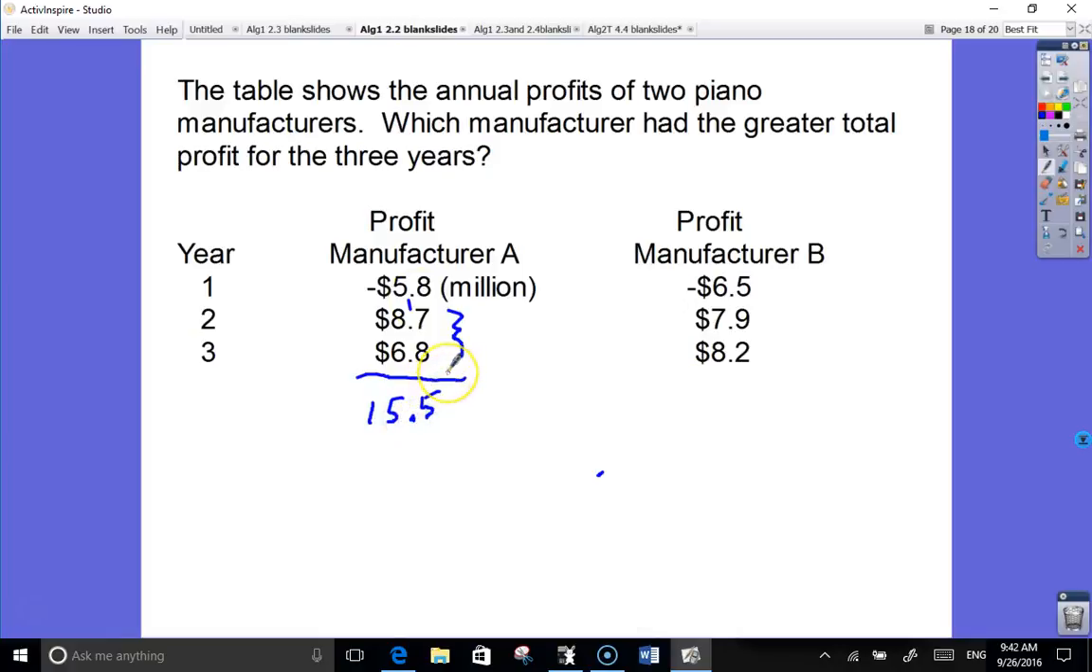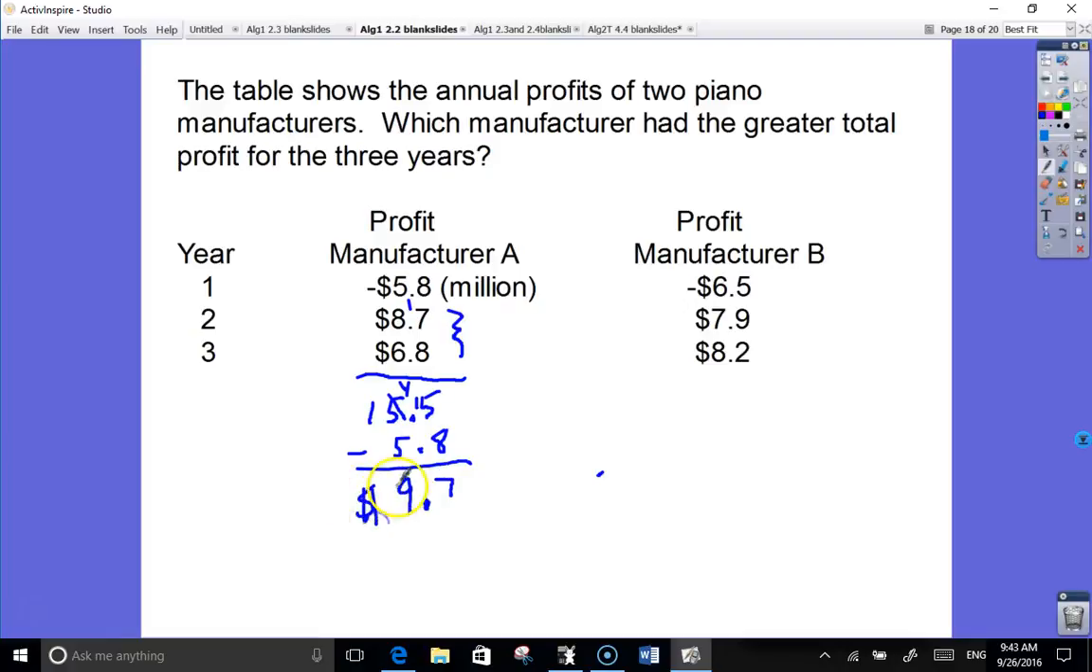Okay, now, which has the bigger absolute value, 15.5 or negative 5.8? So then we should subtract 5.8. And what do we get? 15 minus 8 is 7. 14 minus 5 is 9. So this manufacturer's total profit for the 3 years was 9.7 million dollars.